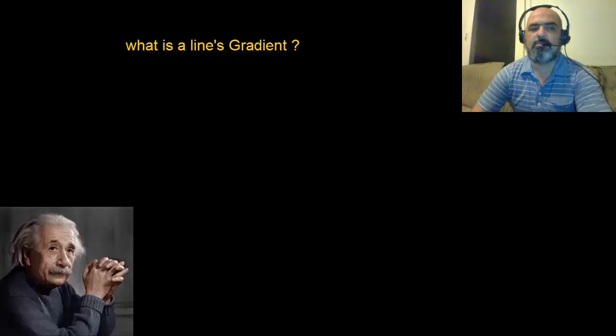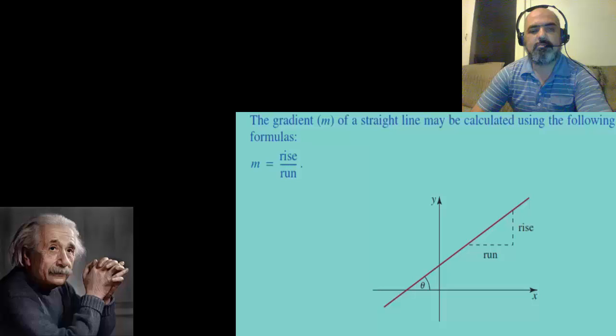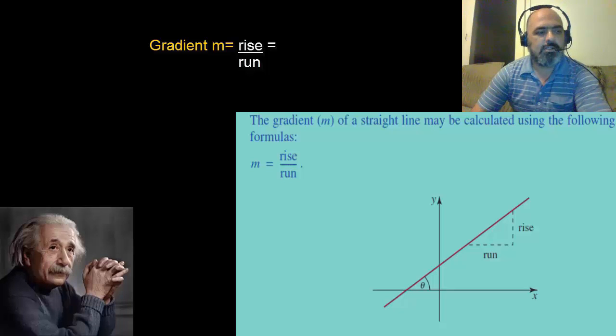I've been asked to talk about a line's gradient. You know, like inflation is always on the rise, and I'm always on the run from my creditors. My financials are over. So put them together, you get rise over run. And that is the simplest way to remember.